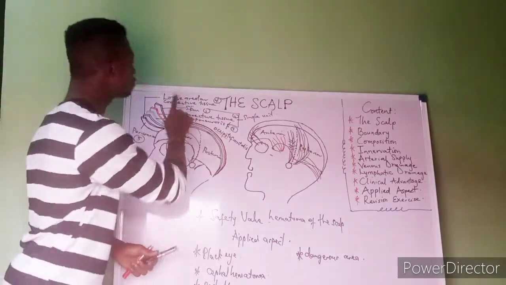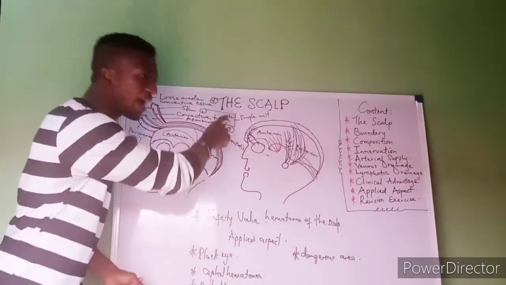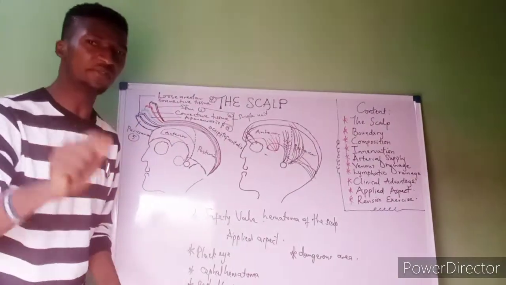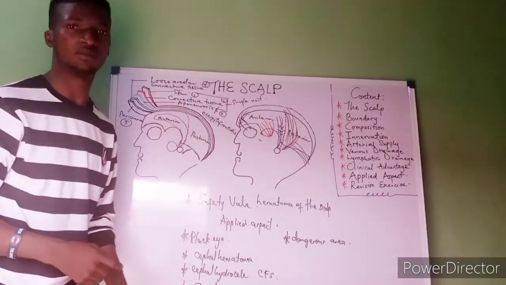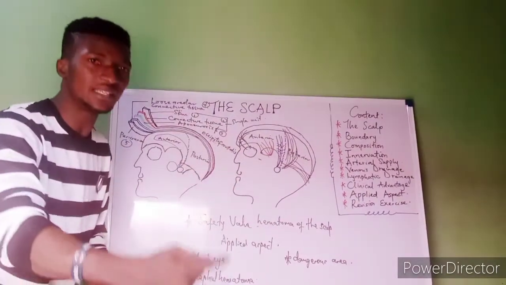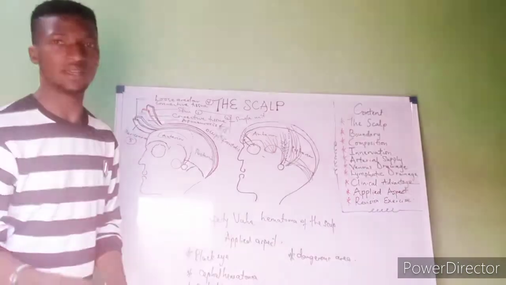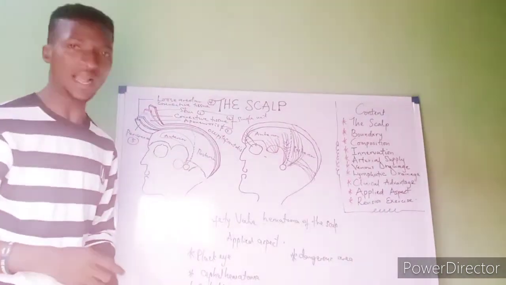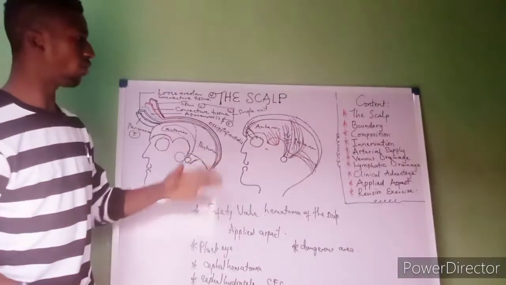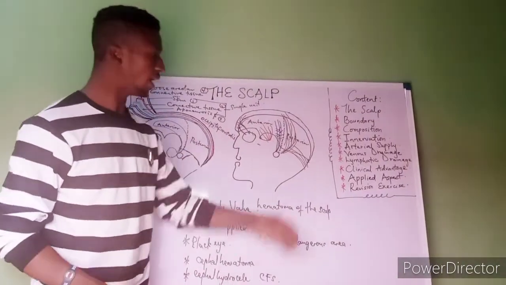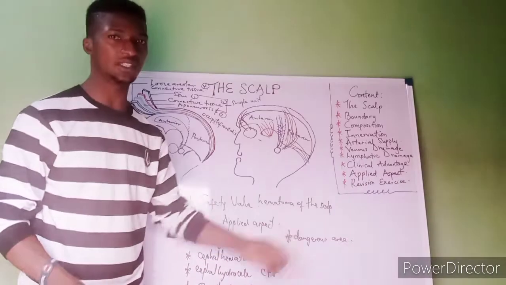And when this region is prone to damage, infection from the scalp through emissary veins can be directed inside the cranium. It can be carried from outside into the cranium, which will affect the brain and other parts of the skull. Let's come to the end of this video, and we actually look at some revision exercise after this video.